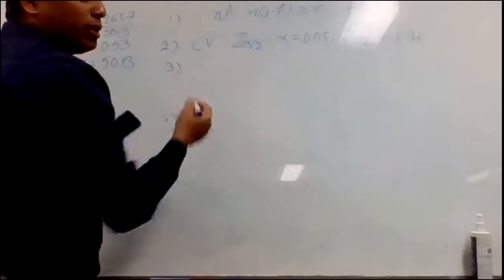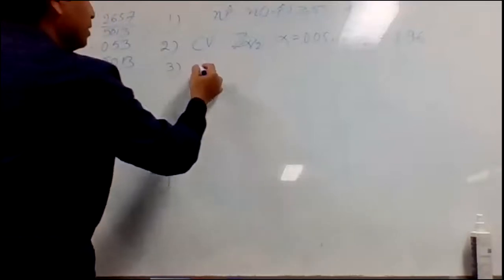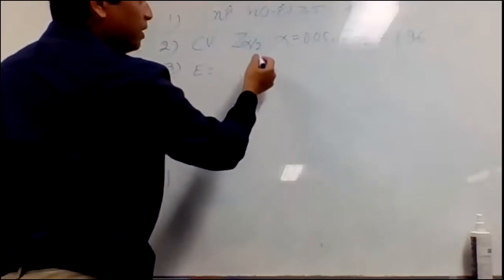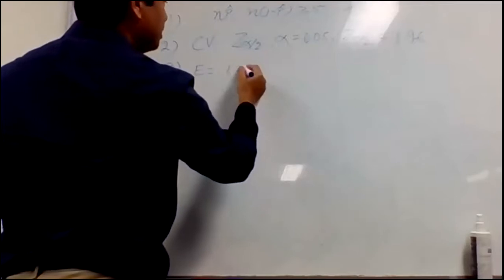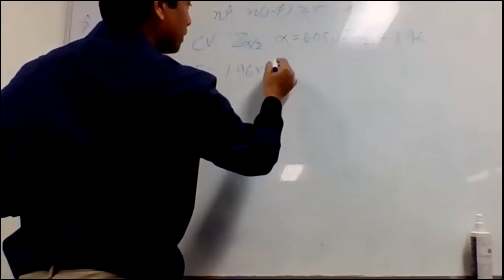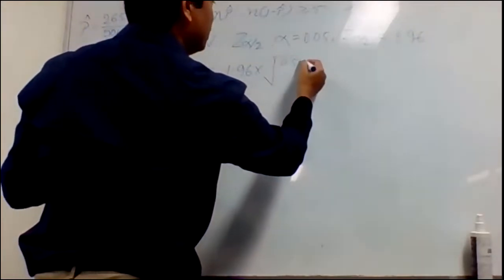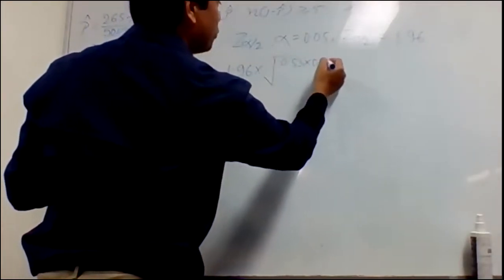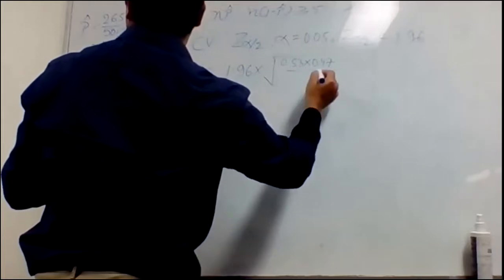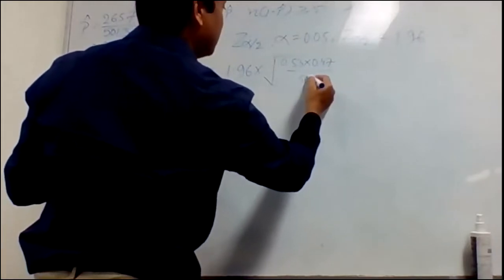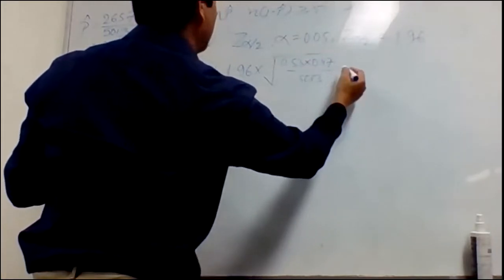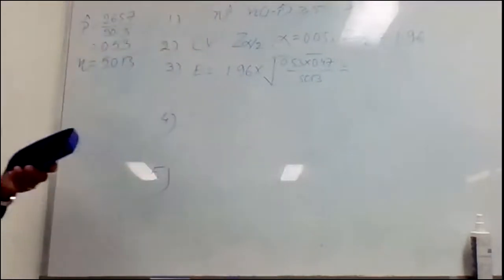Third one, calculate the margin of error, that is E. So Z alpha by 2, 1.96, into the square root of p hat, 0.53, into 1 minus p hat, 0.47, divided by 5,013. What is the value of E? Can you calculate this one?